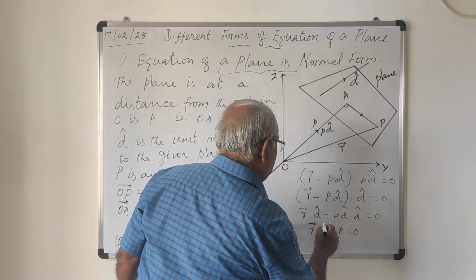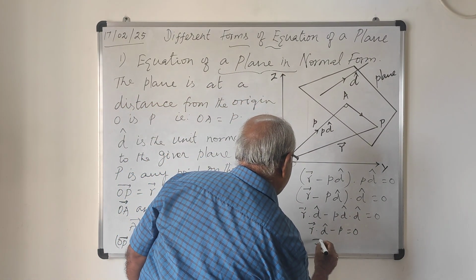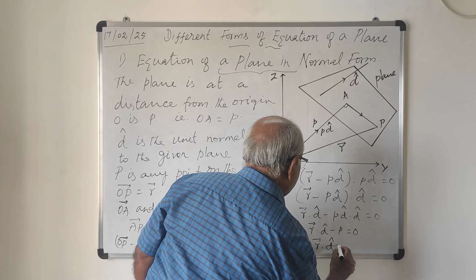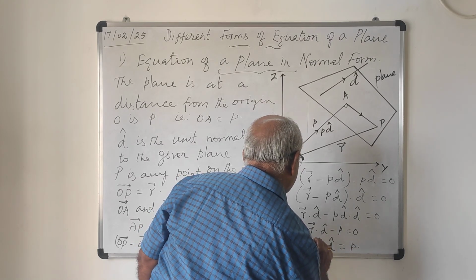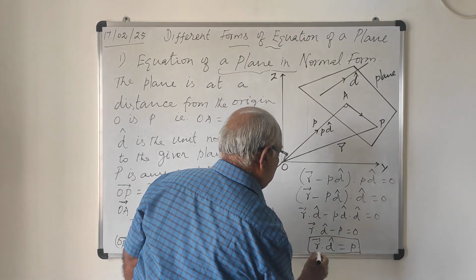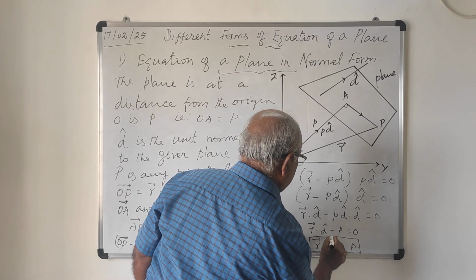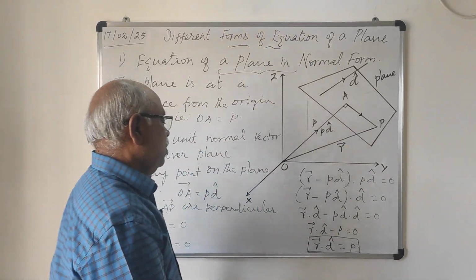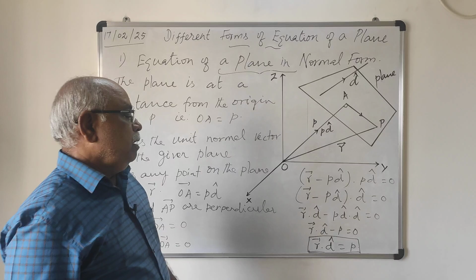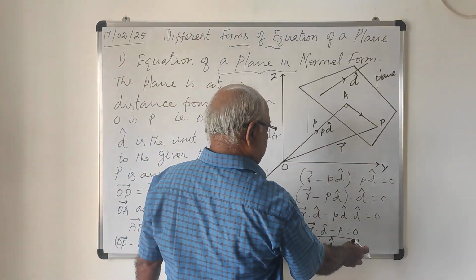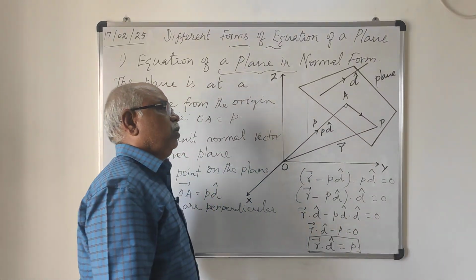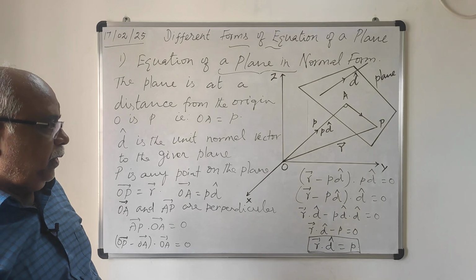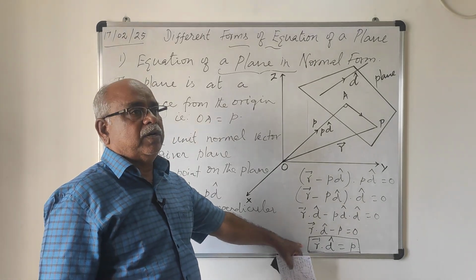So r dot d cap equals p. This is the normal form of the equation of the plane whose distance from the origin is p and d cap is the unit normal vector of the plane. So r dot d cap equals p. That's all about the vector equation of the plane.